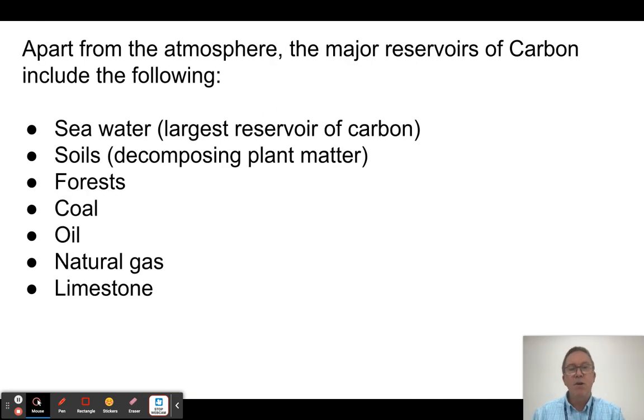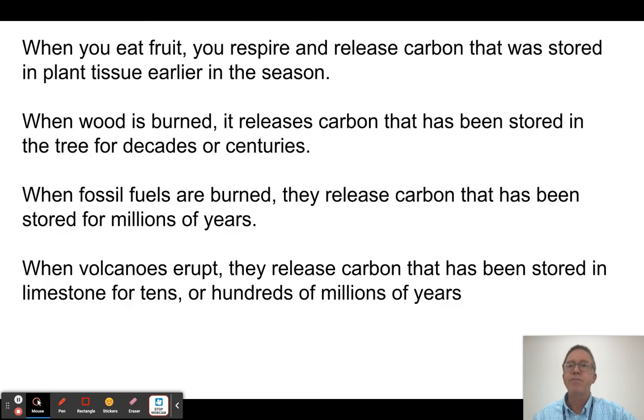So apart from the atmosphere, our major reservoirs of carbon would be the ocean, which is the biggest. Soils are the second largest. There's a lot of organic debris in soils, old plant matter in soils. Growing forests are another big one. Coal, oil, natural gas, and limestone. These are all the places where carbon gets stored.